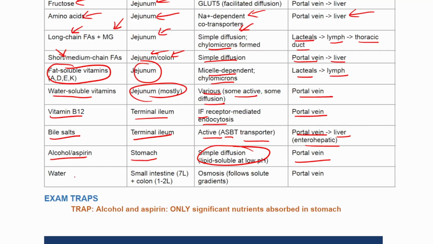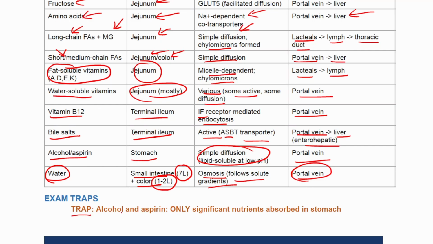Finally, the enormous fluid volumes running through the length of the canal must be recovered by capitalizing on the solute gradients established by all these upstream systems. Water is dynamically recovered across the small intestine and colon. The small intestine absorbs 7 liters, whereas the colon absorbs 1 to 2 liters. And they operate via osmosis as it follows established solute gradients to empty directly into the portal vein. That was quite a lot because it was the whole summary of this chapter.